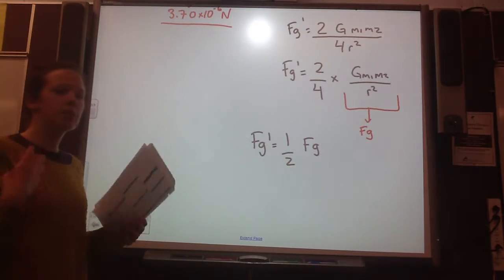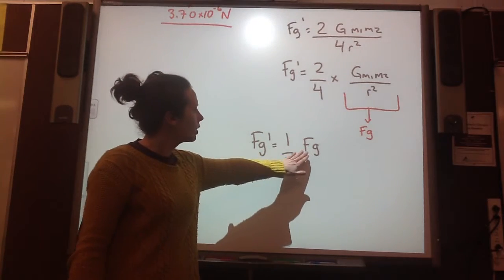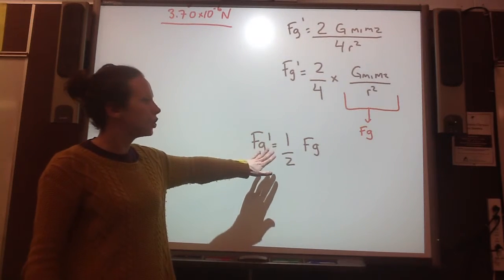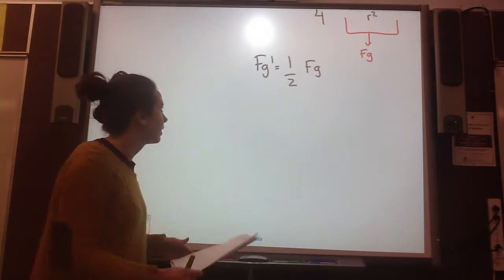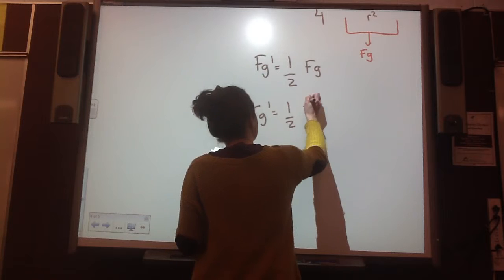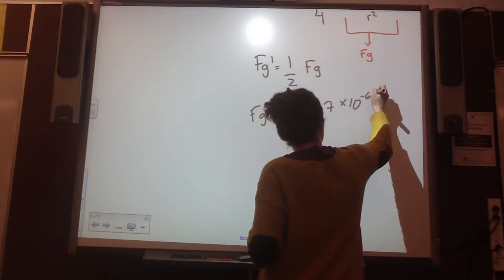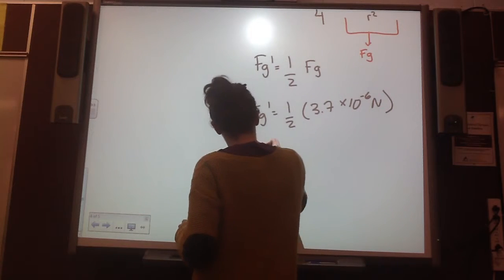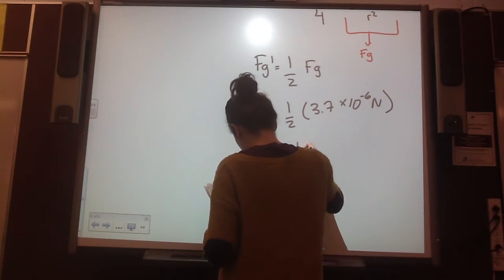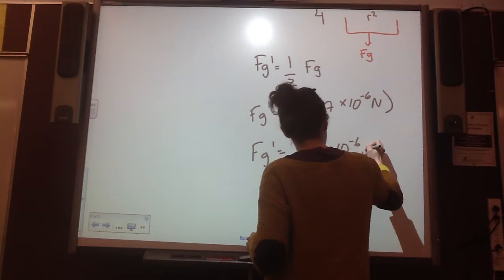Okay, so that's the simplification of what has really changed from our original to get our modified. So Fg prime is now 1/2 times 3.7 times 10 to the power of -6 newtons. So Fg prime is equal to 1.85 times 10 to the power of -6 newtons.